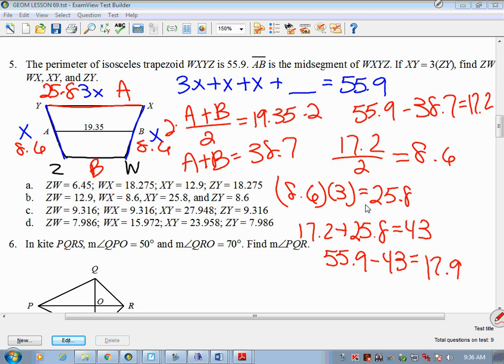12.9. Okay, and you could check that. Okay, 25.8, 8.6, 8.6, and 12.9. Okay, that should be B right there.